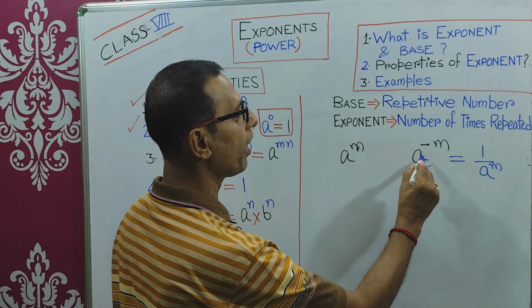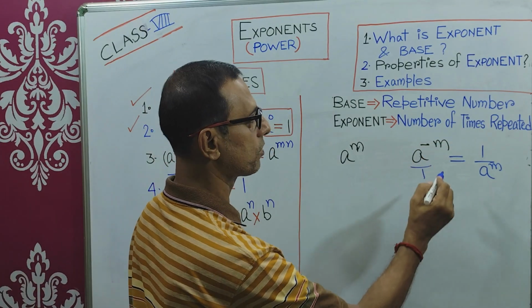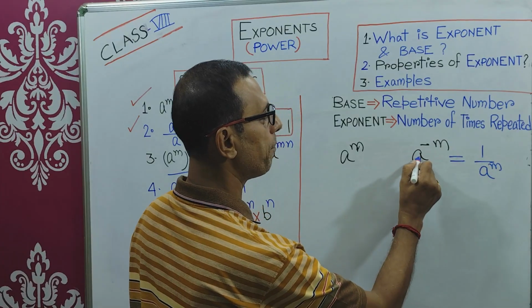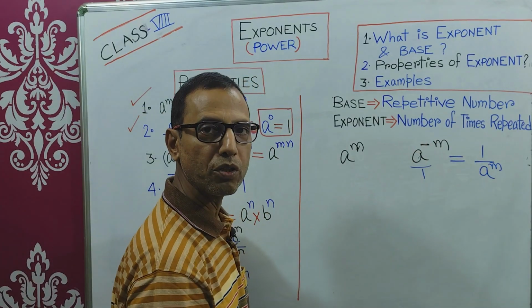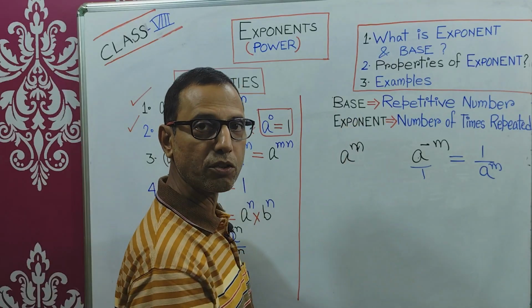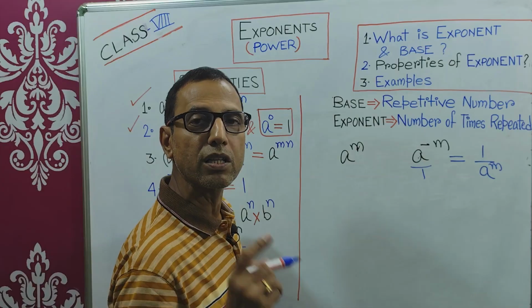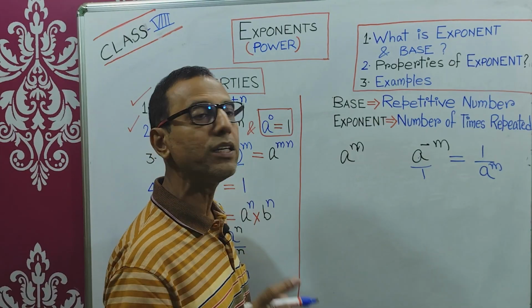So basically you are taking the reciprocal of this. That means if you take the base from numerator to denominator, or from denominator to numerator, the power or exponent will change. The value will remain the same, but the sign will change.